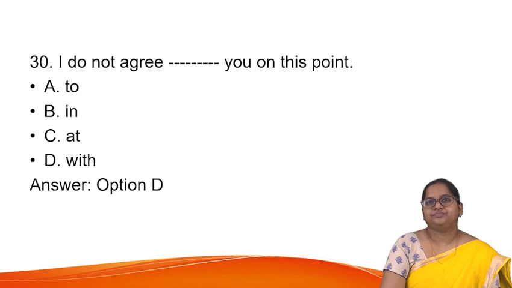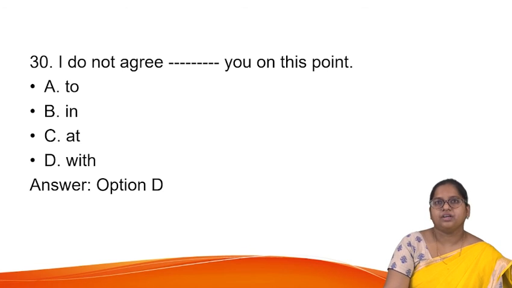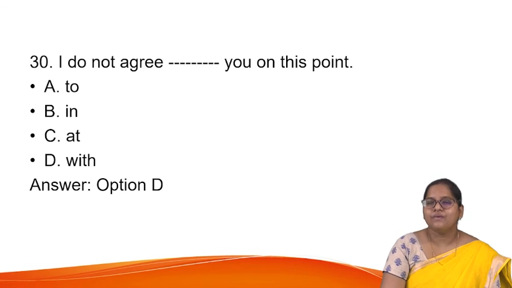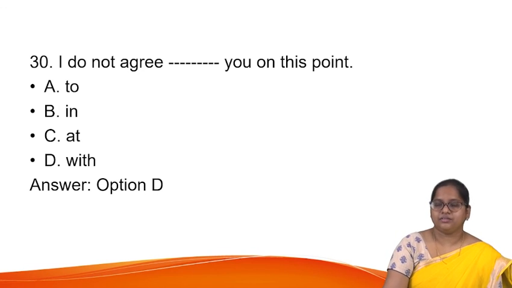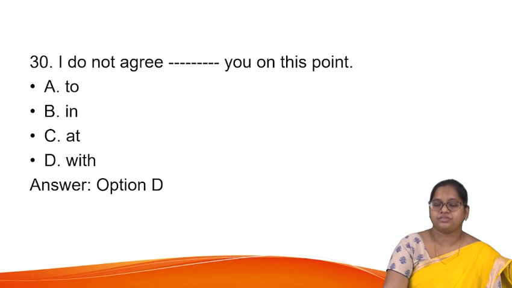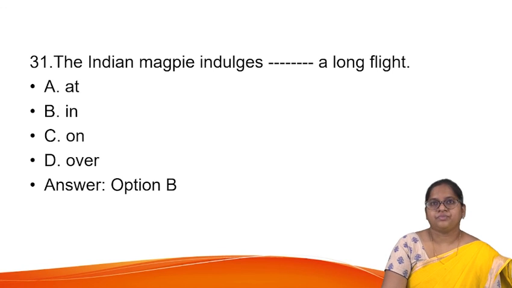I do not agree blank you on this point. I do not agree with you on this point, or in you, or at you, or what? I do not agree with you on this point. That is the sense of it. You have to make sure how you can place yourself there. I do not agree with you on this point. So option D is the right answer.